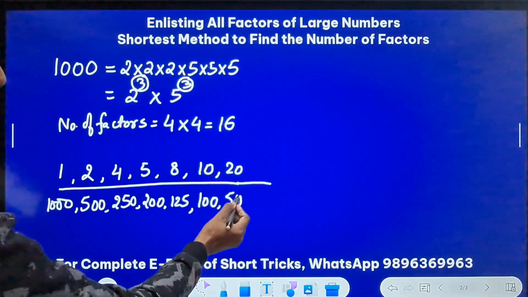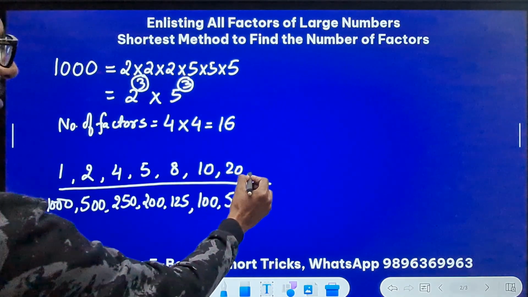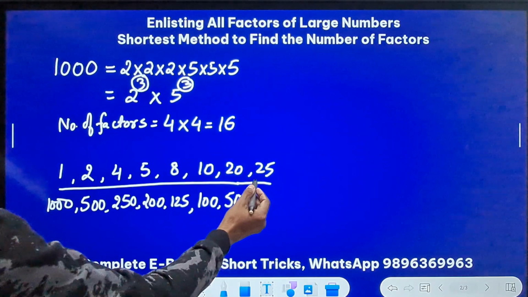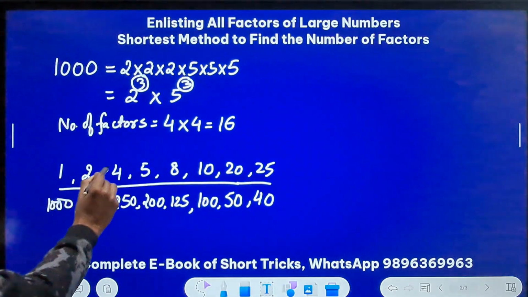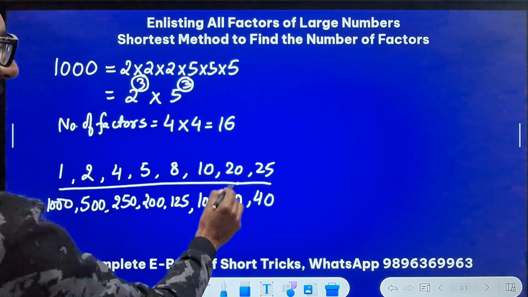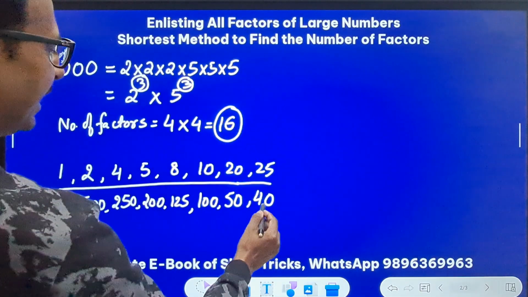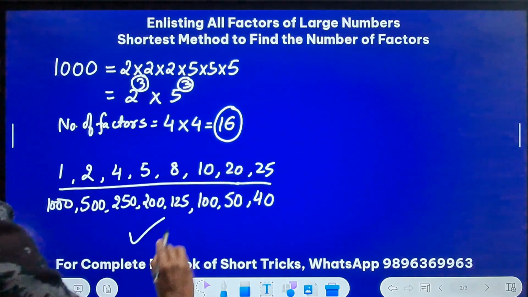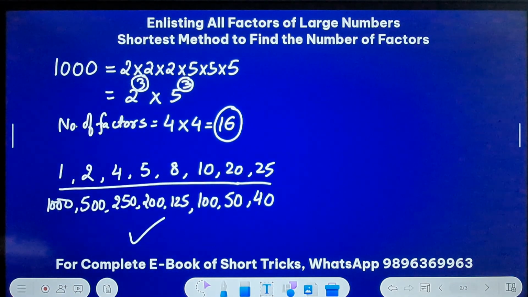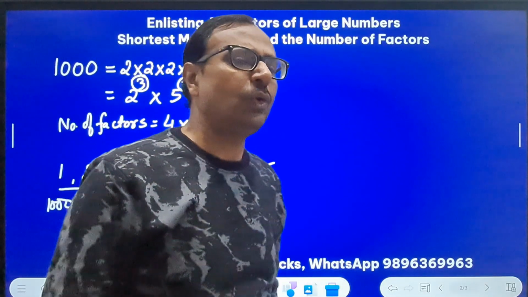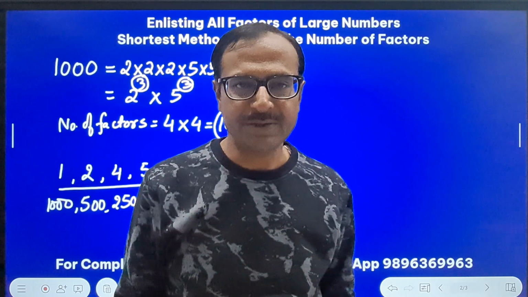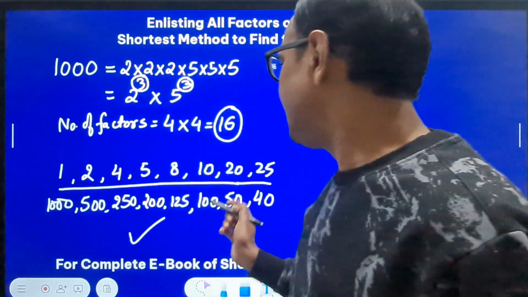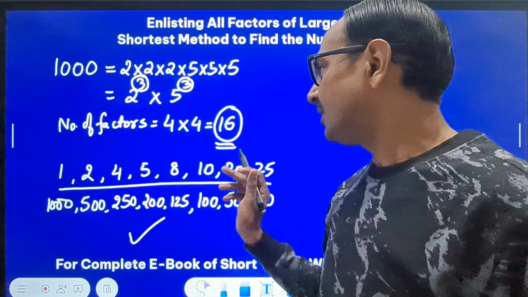20 and 50 are very close together, and after that it is 25, and 25 times 40 I think is 1000. How many done? 1, 2, 3, 4, 5, 6, 7, 8, 9, 10, 11, 12, 13, 14, 15, 16. Oh, job done. And therefore these 16 are the factors of 1000. See, that trick works so wonderfully well. But if the numbers are very, very big, nobody is going to ask you to list down all the factors.